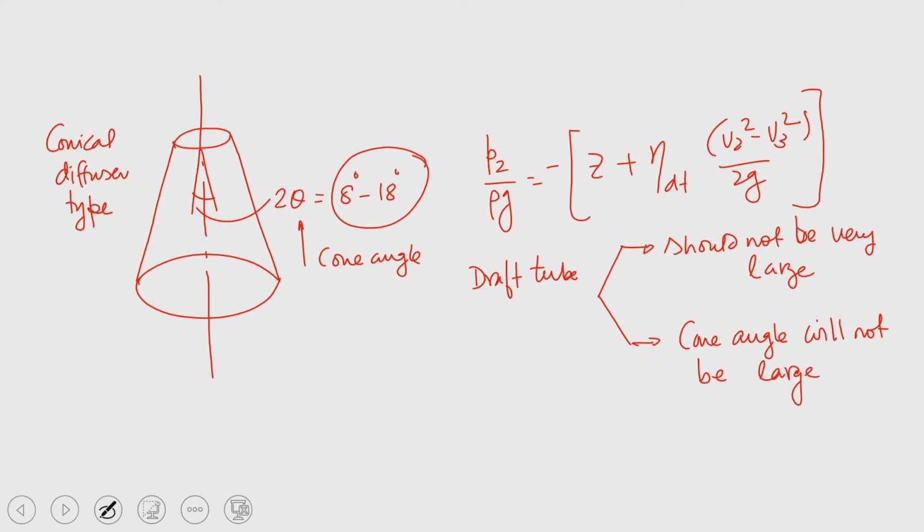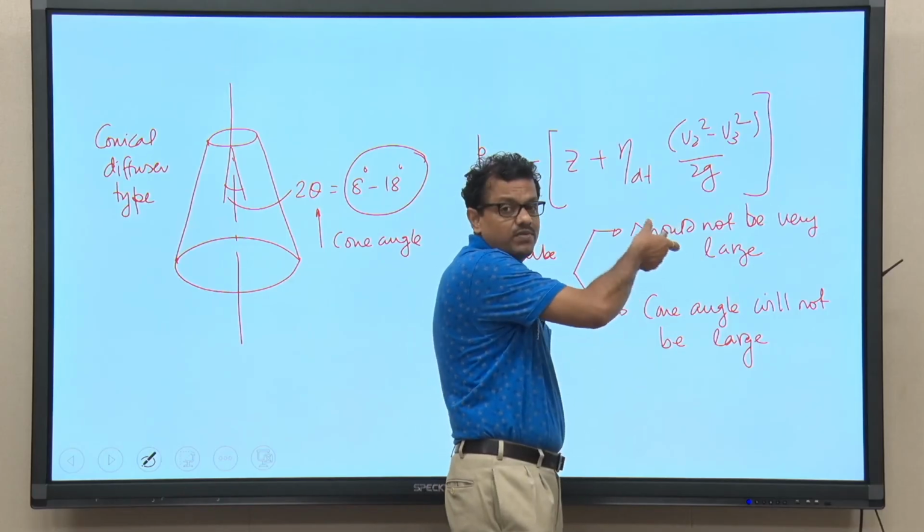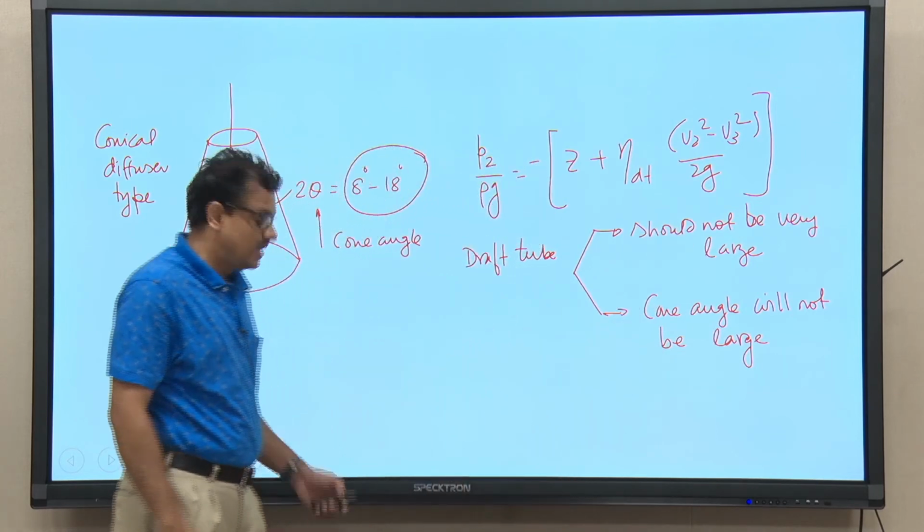Okay. So, why these two? So, the design endeavor should be to take these two issues into account. Otherwise, if we do not consider these two aspects while designing the draft tube, it may not be that much efficient. So, if it becomes very large, then frictional losses will be high. If the frictional losses are very high, the efficiency of the draft tube will be small.